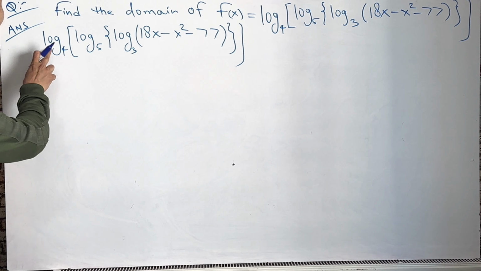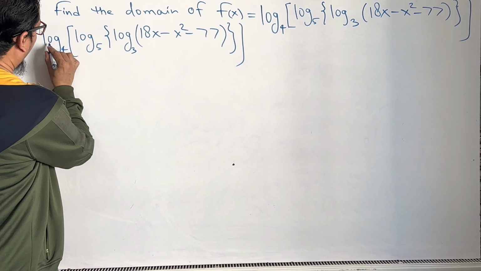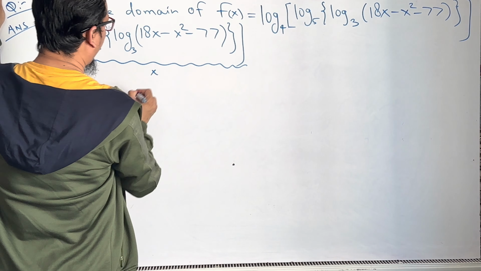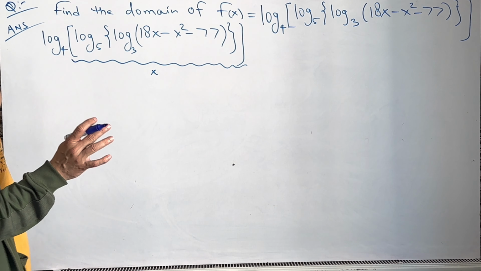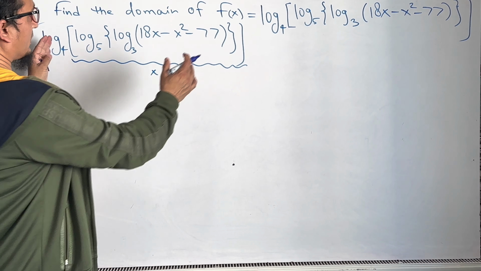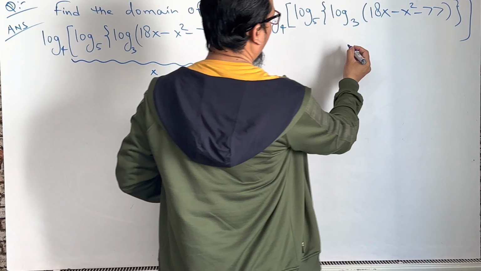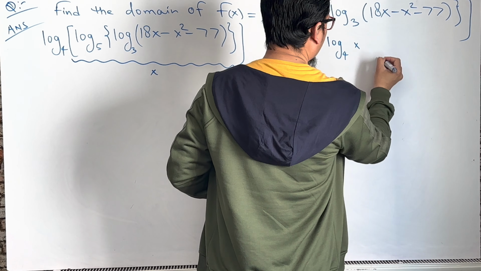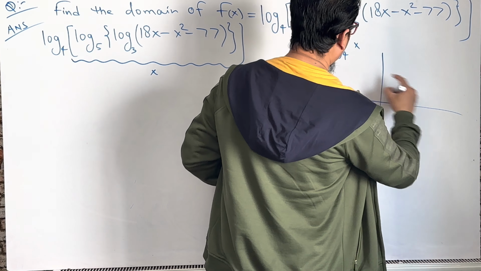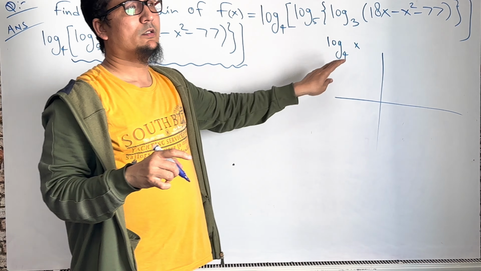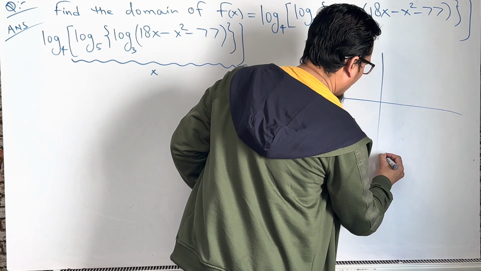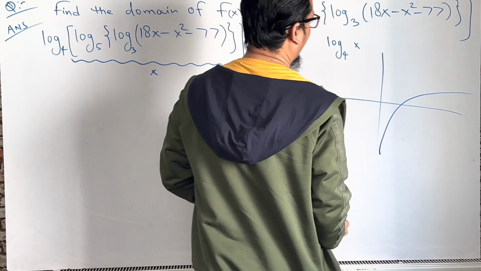Log base 4. If you see log base 4, just consider that this is your x. Forget about all these other things. Log base 4 of x. So I'm going to draw a graph of log base 4 of x, right? Again, the base is 4, which is greater than 1. So the graph always starts from down, and it will be like this.